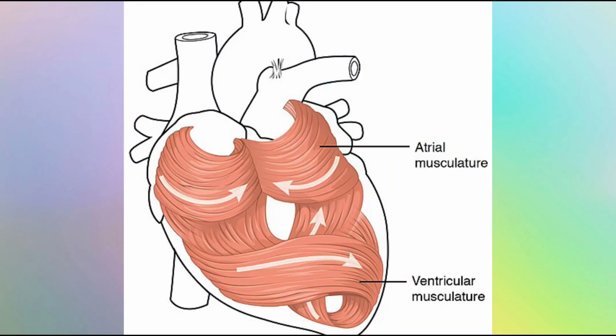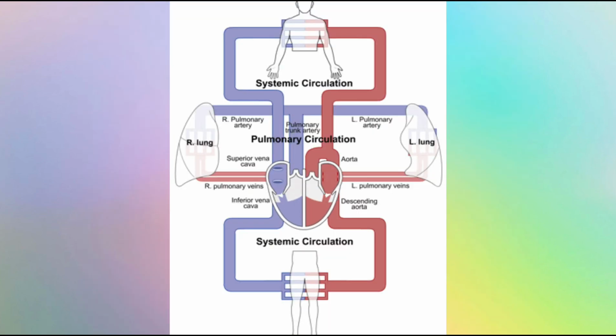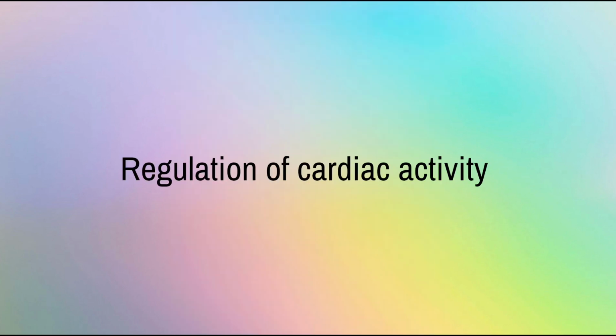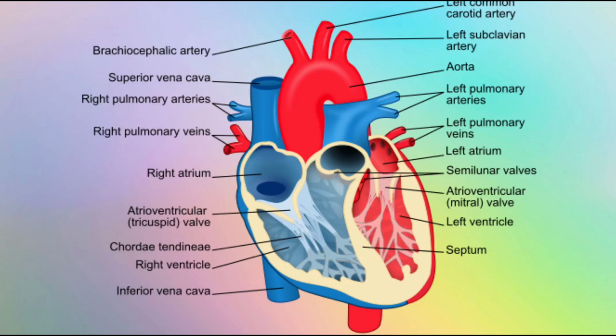So here the regulation of cardiac activity is seen. See the schematic representation of our blood circulation in the human body. Now, regulation of the cardiac activity. Normal activities of the heart are regulated intrinsically, that is, auto-regulated by specialized muscle, the nodal tissue. Hence the heart is called myogenic.